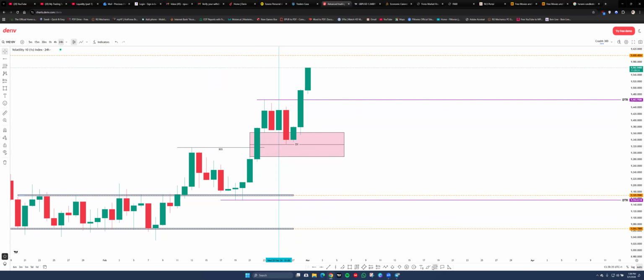Let me do this just for educational purposes. They call this top area. See, I divided it into 50% of each, right? So the top area of the 50%, they call it the premium zone, and here they call it the discount zone.